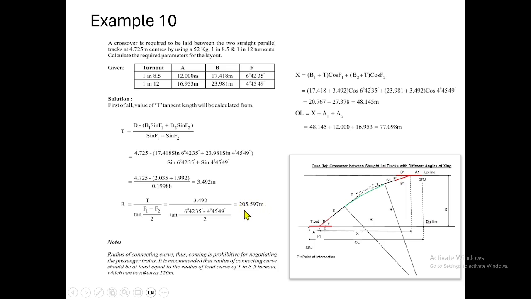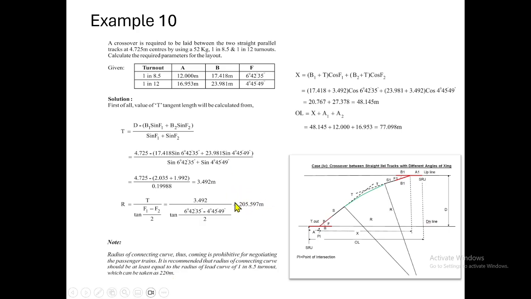less, because normally for passenger running lines we prefer only the radius of a 1 in 12 turnout, that means 440 something meters. However, in case of any space constraint, we can go down to 220 meters, as per the Indian Railways Permanent Way Manual provision.